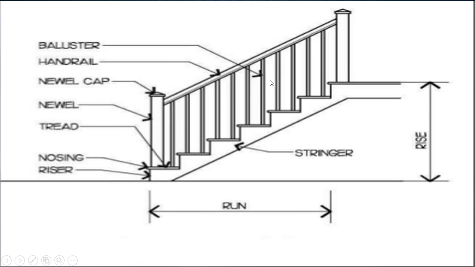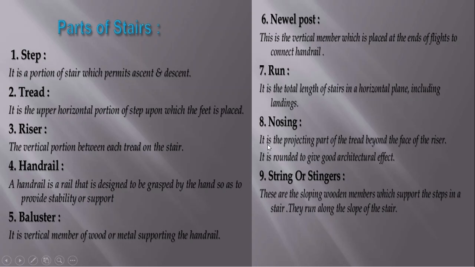As you can see, this arrow, this is known as baluster. What is the main purpose? It is a vertical member of wood or metal supporting the handrail. So in order to support the handrail, we are providing this baluster.